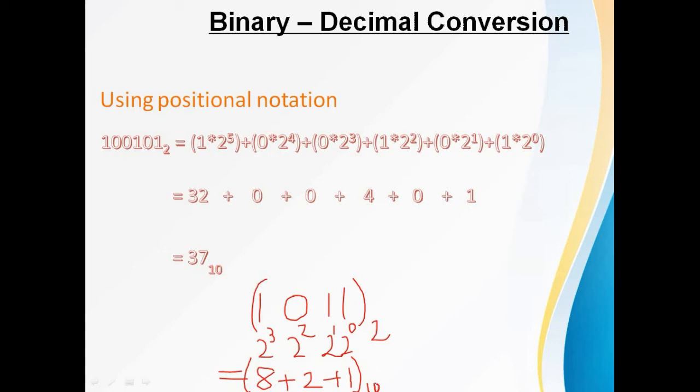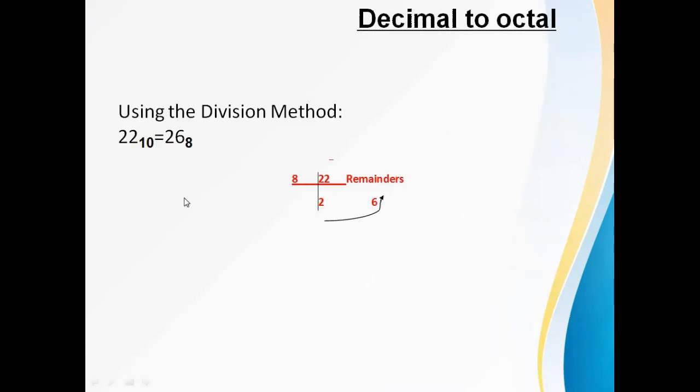In the above example, 100101 base 2, we have to multiply 1 into 2 to the power of 5 plus 0 into 2 to the power of 4 plus 0 into 2 to the power of 3 plus 1 into 2 to the power of 2 plus 0 into 2 to the power of 1 plus 1 into 2 to the power of 0. As we know, 2 to the power of 0 into 1 is equal to 1 only, because any number to the power of 0 is 1. Here 2 to the power of 5 is 32, plus 2 to the power of 2 into 1 is equal to 4, plus 1. Answer will be 37 base 10.